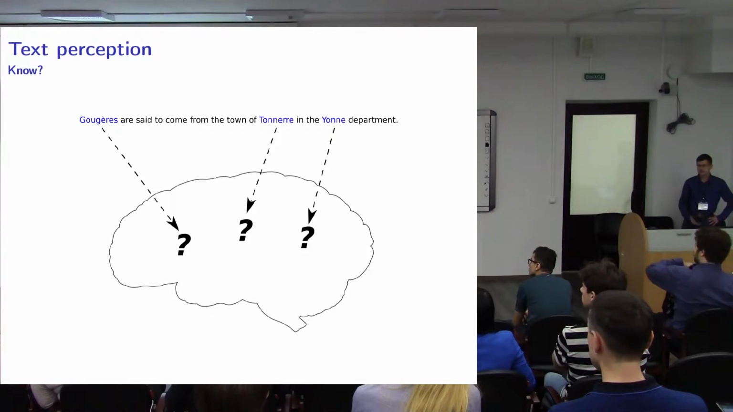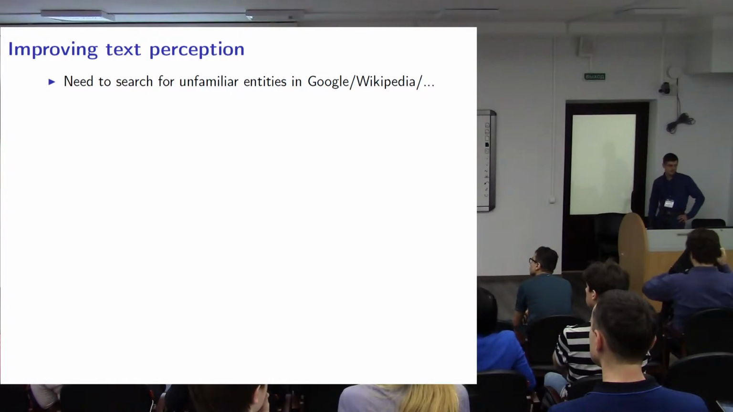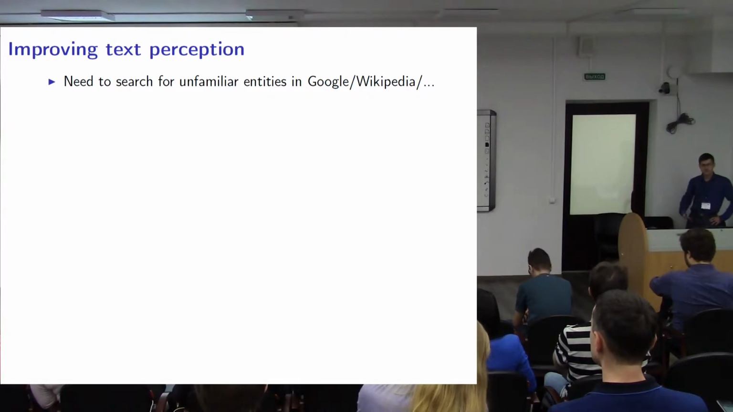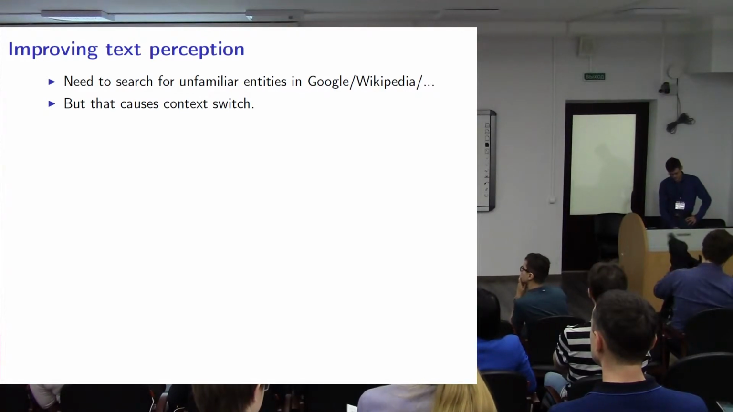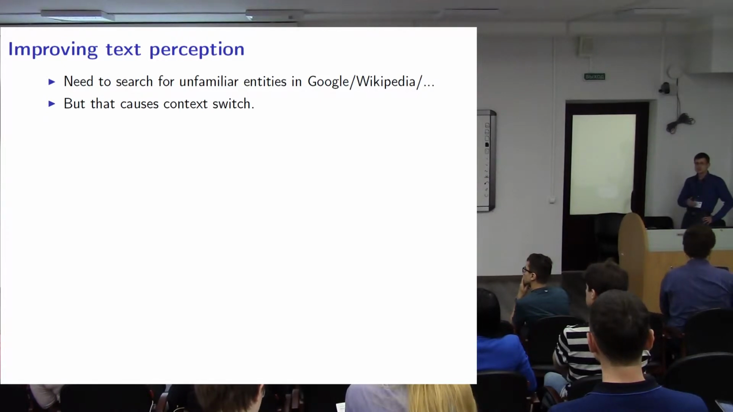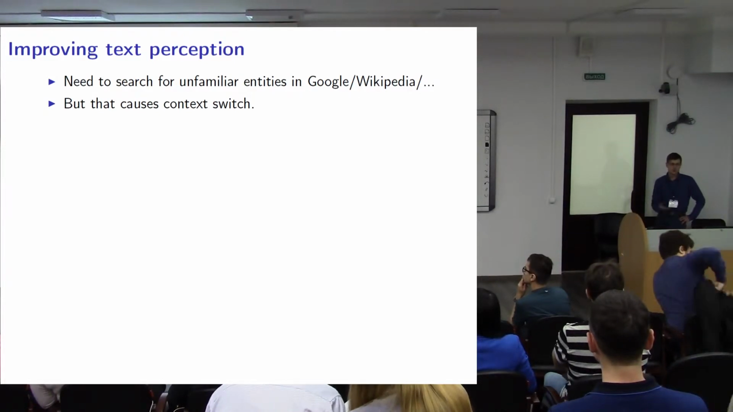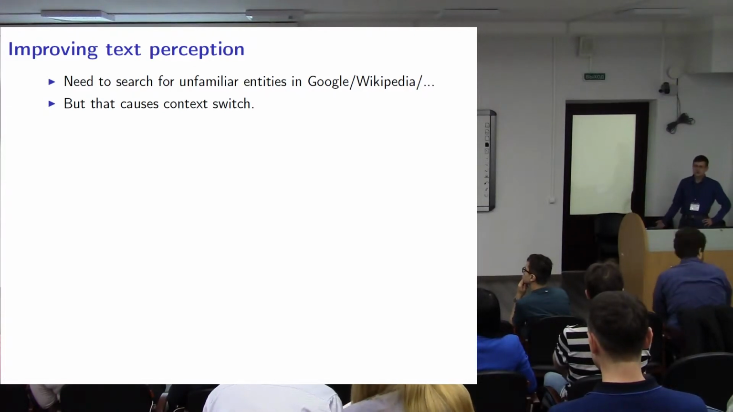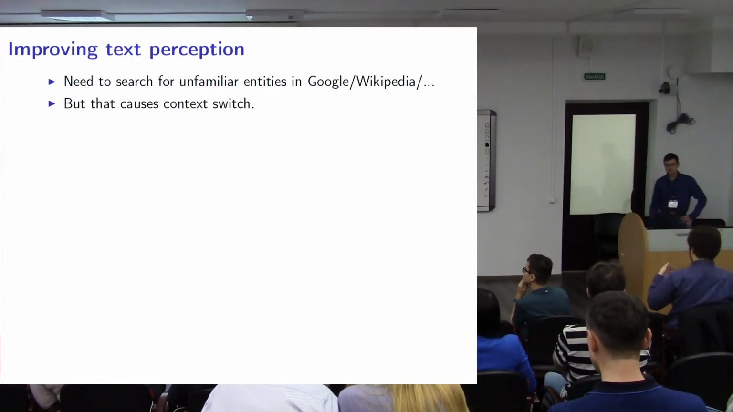Typically, for better understanding, for better perception, what would you do? Well, you'll fire up your favorite browser and go to Google, Yandex, Wikipedia, whatever, and search for them here. But there is a small problem because it causes context switch. So you were reading the text, now you have to go to the browser and to search. Then you're back to the text. Well, what was I reading about? I don't know. Then you find the second entity, which you don't know. You have to switch tab again, and so on and so on. And thus, instead of reading, you are switching.